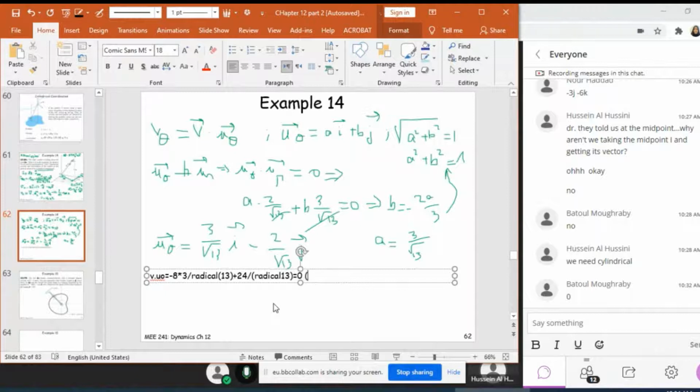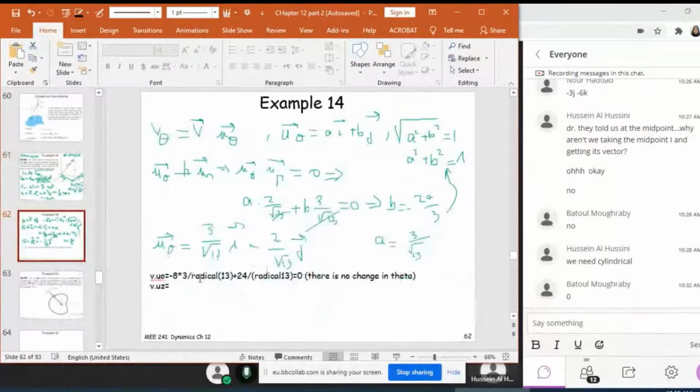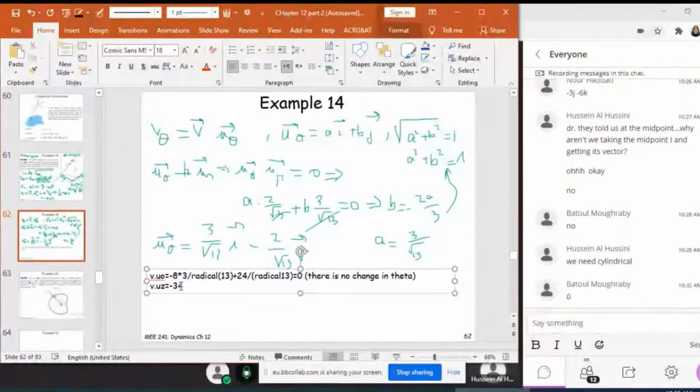I can know this since there is no change in theta. Right? So since there is no change in theta, I can directly know that V dot U theta is equal to 0. Now what about V dot U Z? V dot U Z is very clear. If I go back here, guys, V dot U Z is 24. It's minus 24, sorry. So V dot U Z, V dot K, is minus 24. All right? So this is the component, and Vz is minus 24.